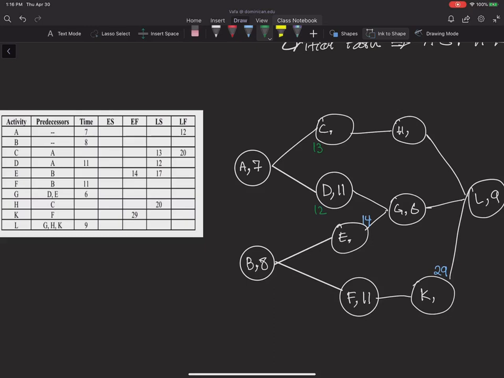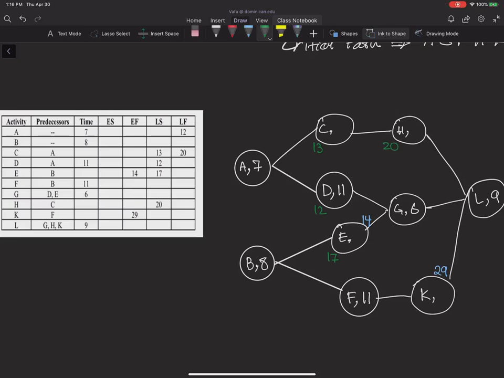So, bottom left corner, I note the late start. For activity E, I know that late start is 17. So I take a note of that here. And for H, I know that the late start is 20. So I take a note of that as well. Okay.